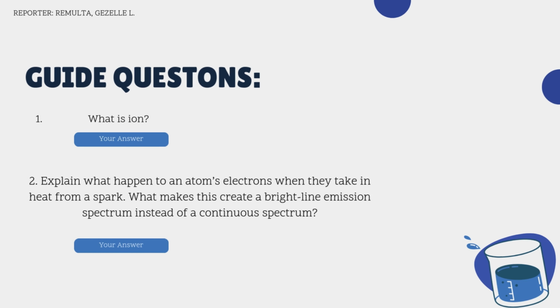There are guide questions that you need to answer. These are the following questions. Number 1, what is an ion? Number 2, explain what happened to an atom's electrons when they take in heat from a spark. What makes this create a bright line emission spectrum instead of a continuous spectrum?